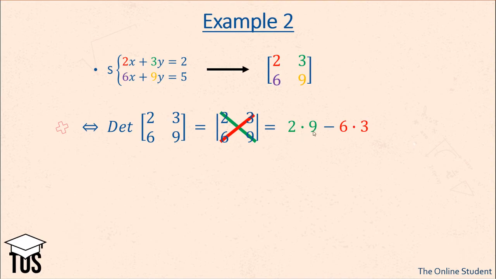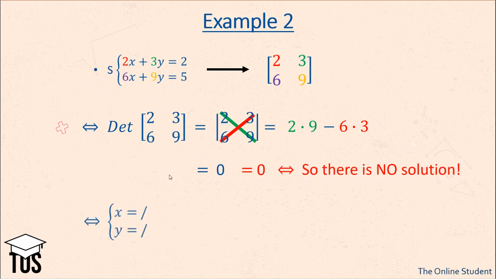This is equal to 18 minus 18, so this is equal to 0. Now we know that if the determinant is equal to 0, then there is no solution. So if you were to try to solve this system, you would not be able to find a solution for x and y.